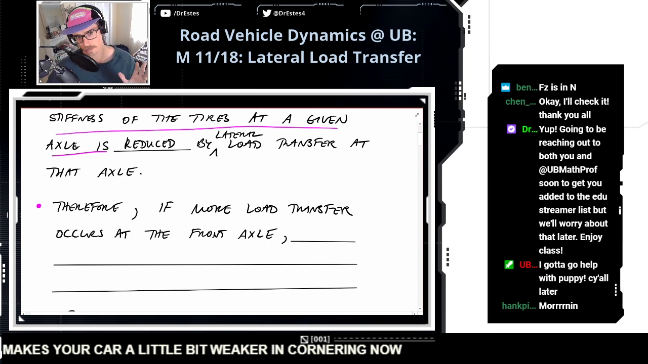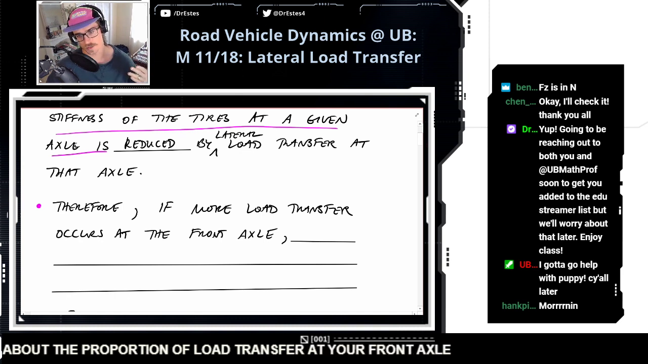Now we're going to start talking about the proportion of load transfer at your front axle versus your rear axle.